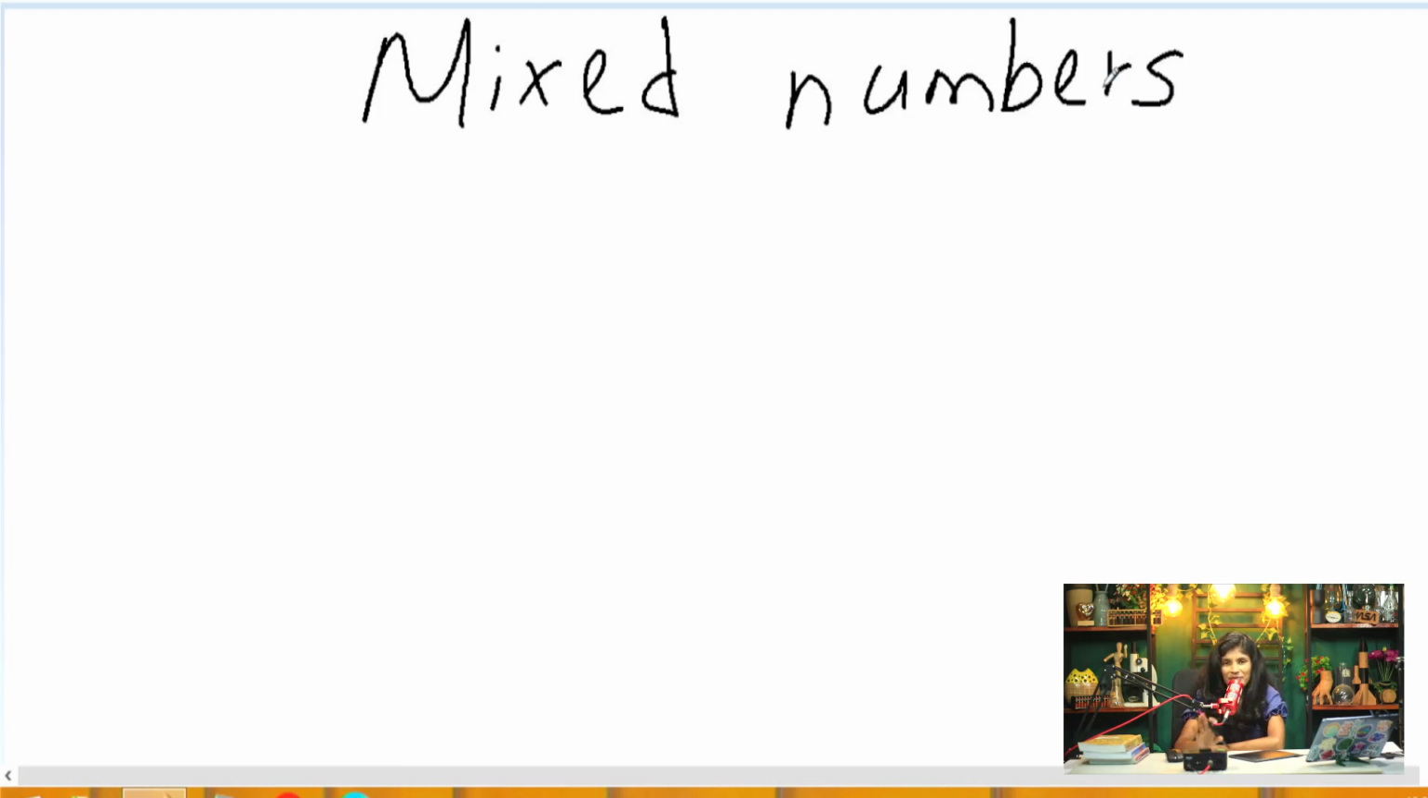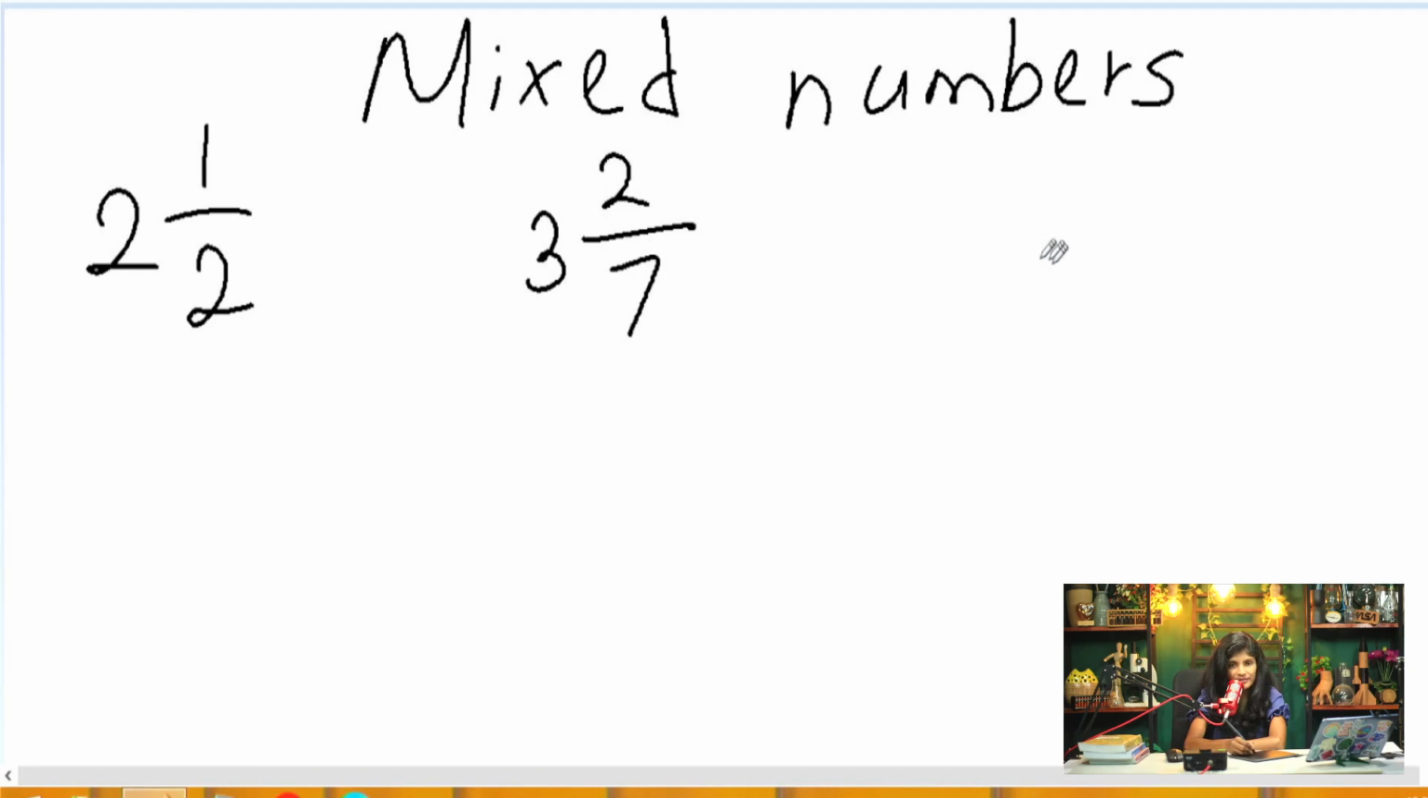Here I'm going to tell you some examples of mixed numbers. In mixed numbers, there is a whole number and a fraction like this. Another example, 3 and 2/7. Always we have a whole number on one side and then the fraction. 1 and 2/9. These are examples of mixed numbers. In the next part, we are going to discuss how to convert a mixed number into an improper fraction and an improper fraction into a mixed number.